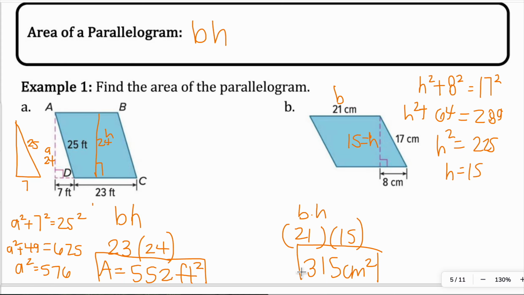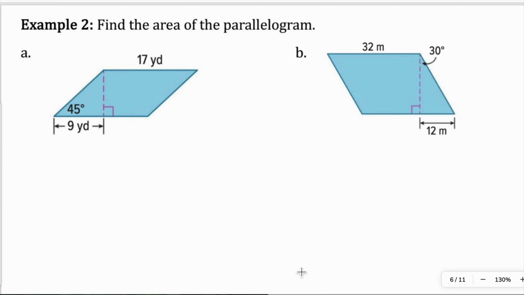Okay? See if you can try these next two on your own. You might want to think about special right triangles or using sine, cosine, or tangent to find your missing pieces. So I'm going to pause here, give you a chance to try it on your own, and then click play whenever you're ready to check.